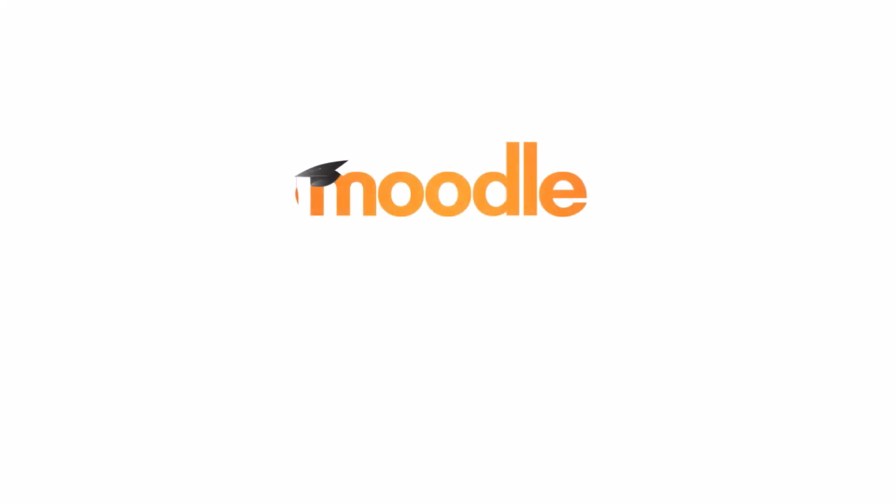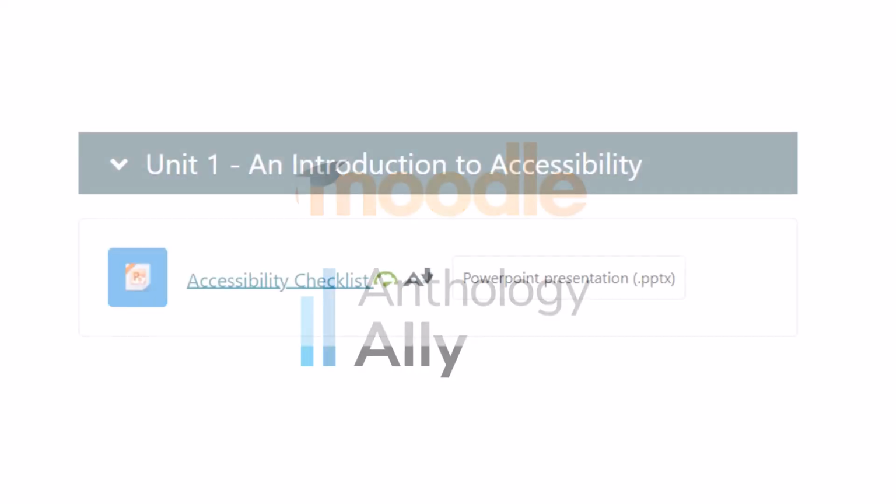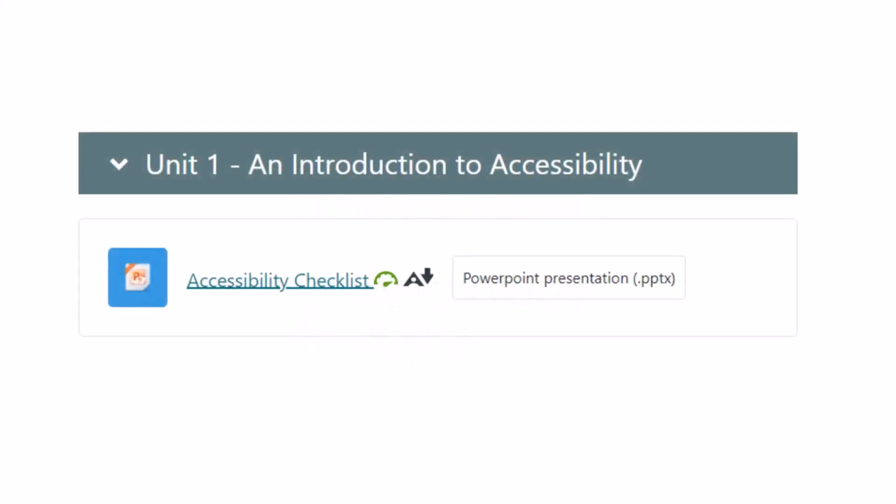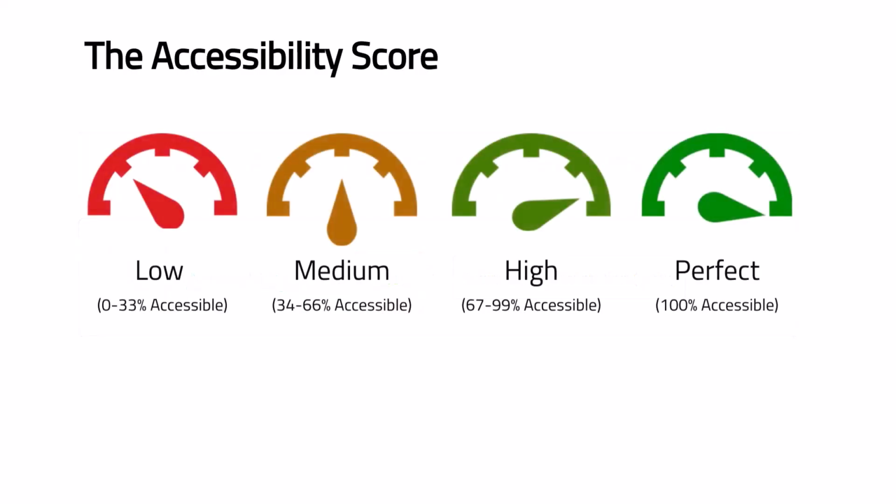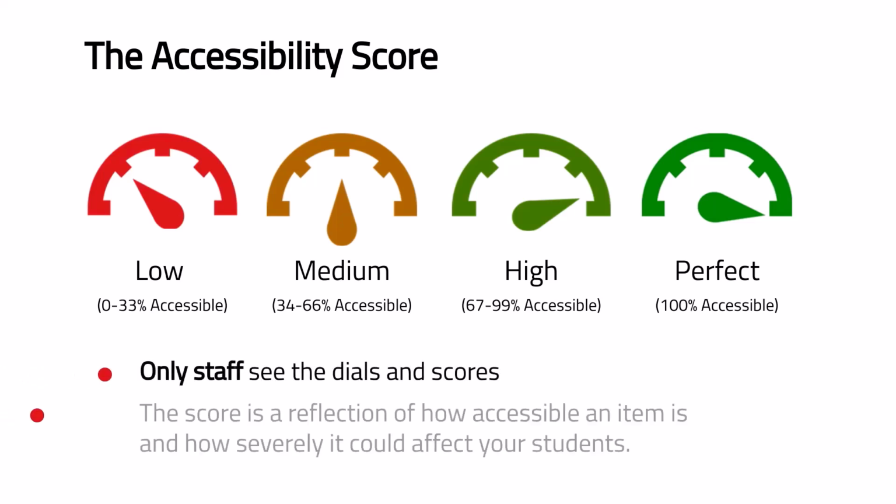Our Moodle platform uses a plugin called ALLY, which gives any Word or PowerPoint files you upload an accessibility score, and then can assist you on making your materials more accessible. Only staff can see the dials and scores, and the score is a reflection of how accessible an item is and how severely it could affect your students.